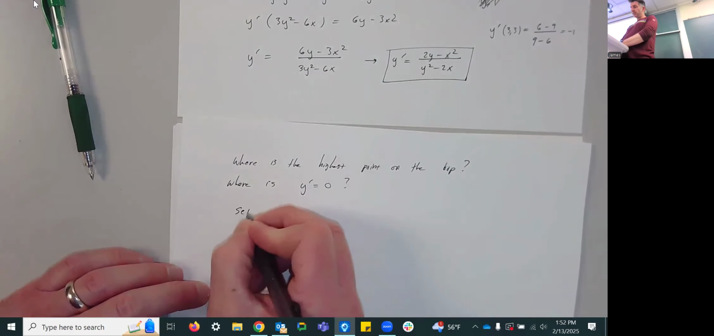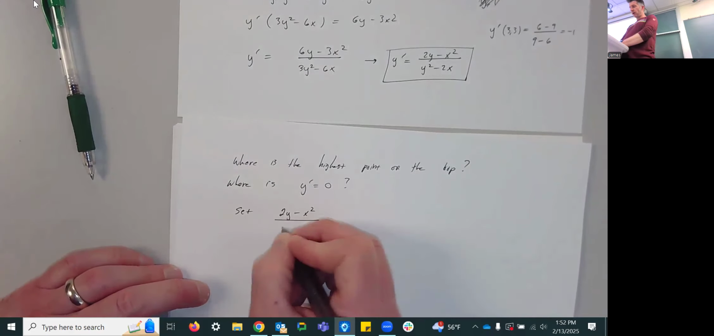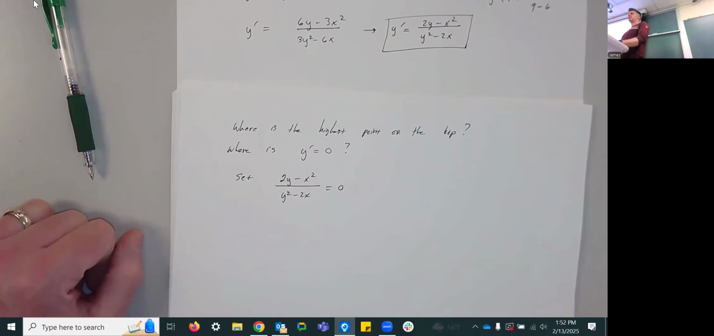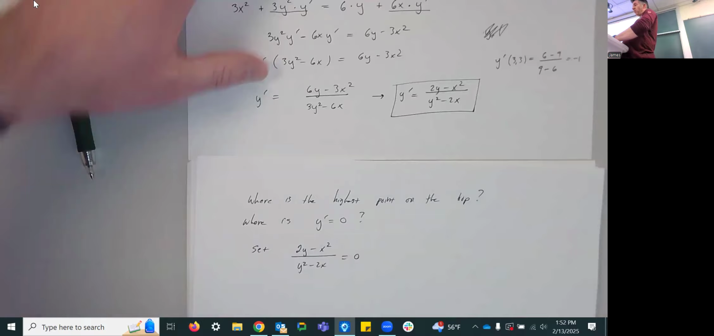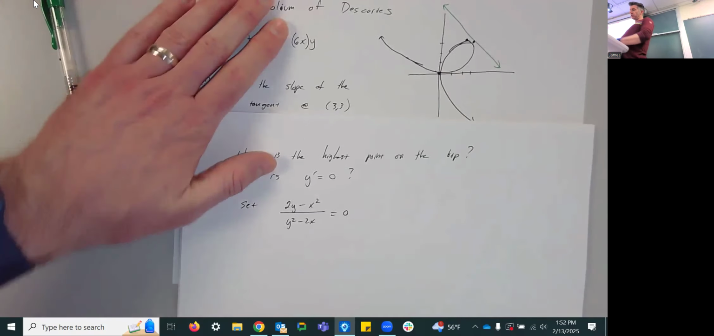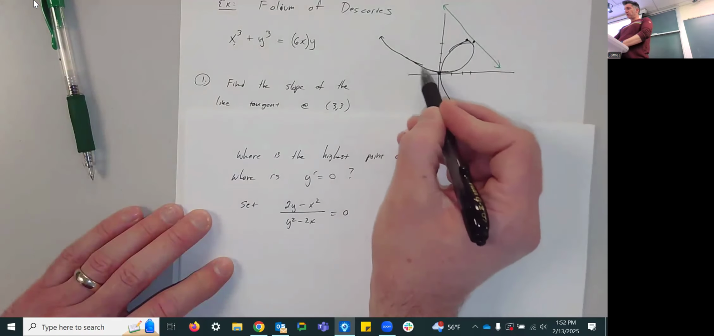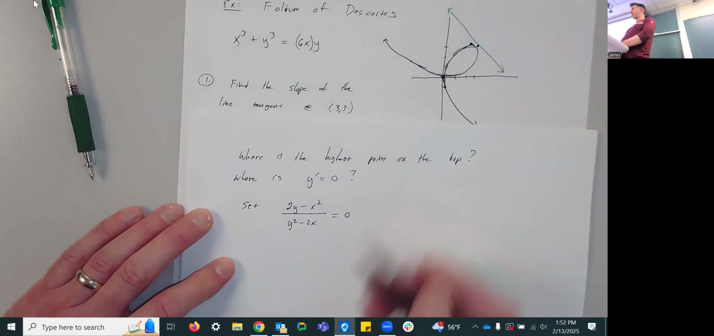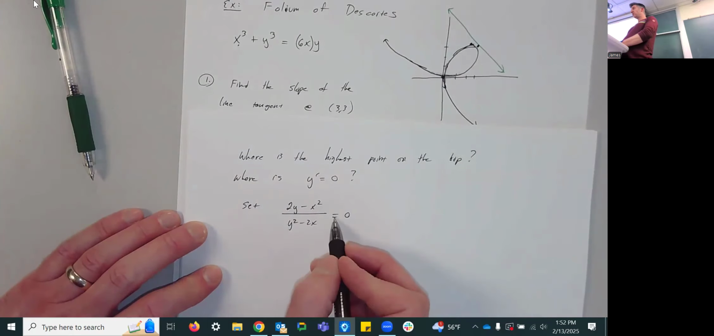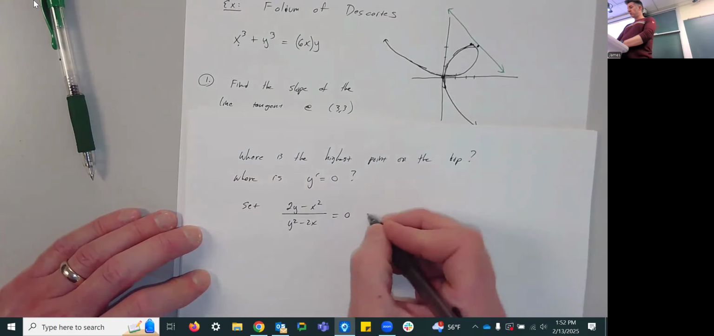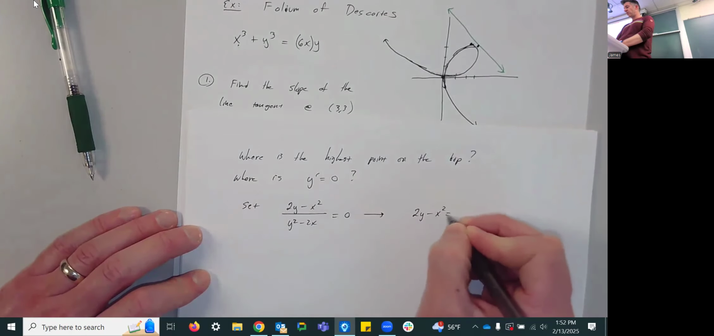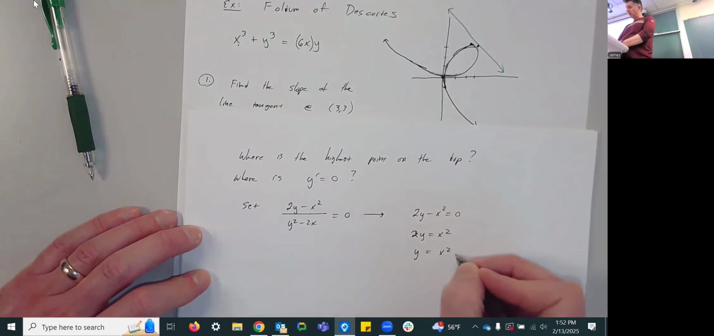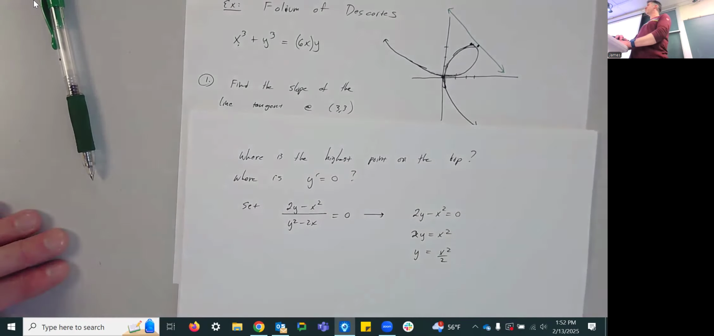Okay, so we're going to set (2y minus x squared) over (y squared minus 2x) equal to 0. We certainly know the point we're looking for isn't the origin, although it's probably true that in one of these directions, like this way, the slope of the tangent line is 0. The slope of the tangent line this way is probably undefined. But we're looking up here, so we're not worried about that. If you're trying to set a fraction equal to 0, we specifically want the numerator to equal 0. So that's 2y minus x squared equals 0, or 2y equals x squared, or y equals x squared divided by 2.